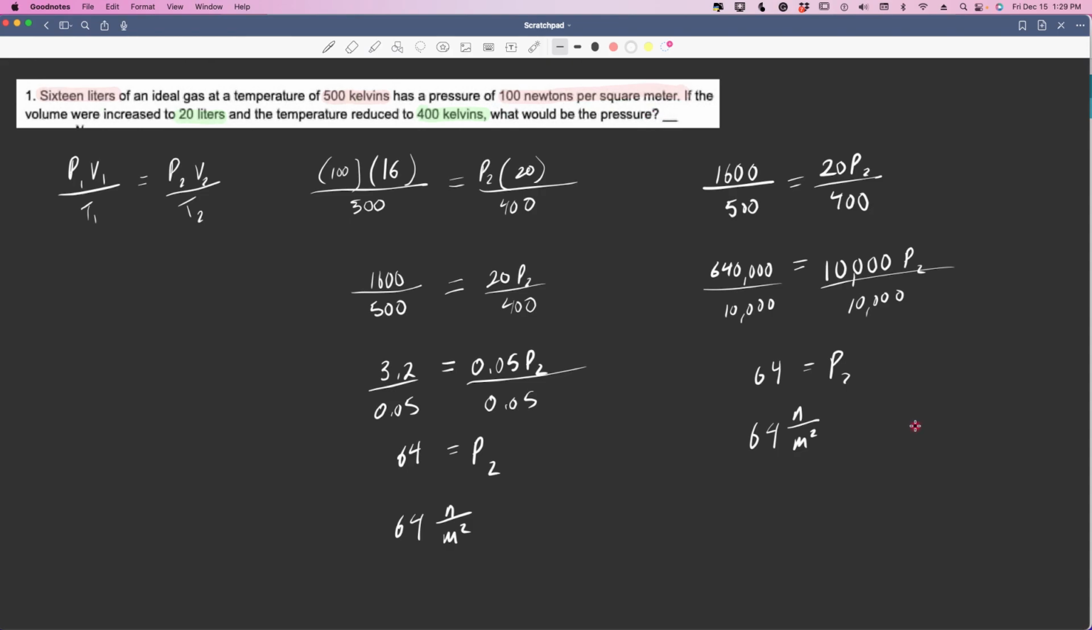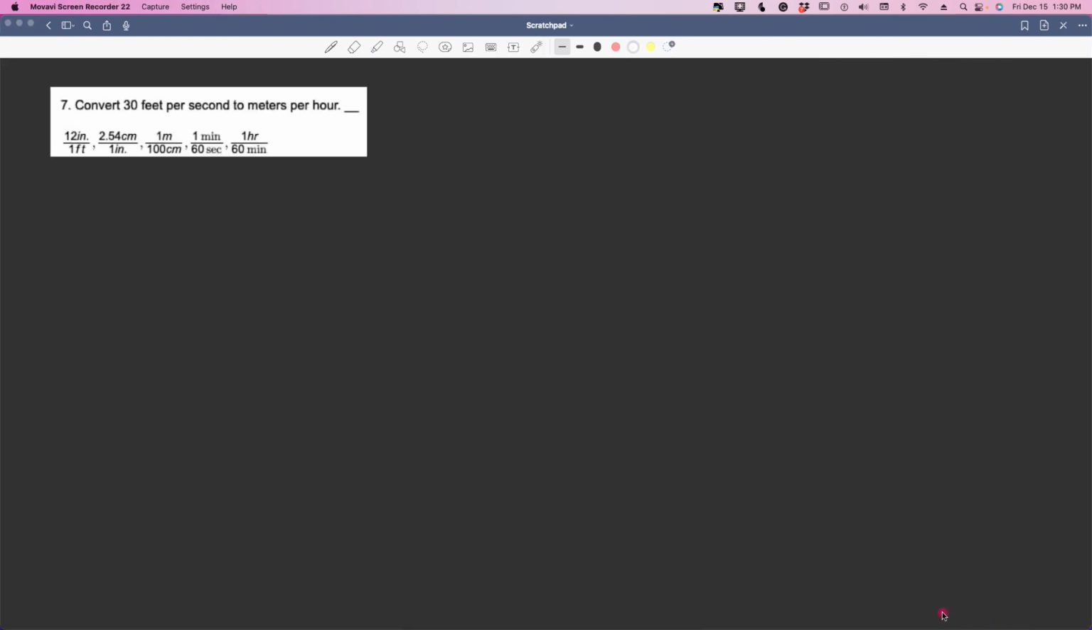Let's move on to the next problem. By the way, if you're curious, only 13% of you got this one correct. So let's move on to the next problem. All right, this problem, only 25% of you got it correct. So 1 out of 4 people got this one right.